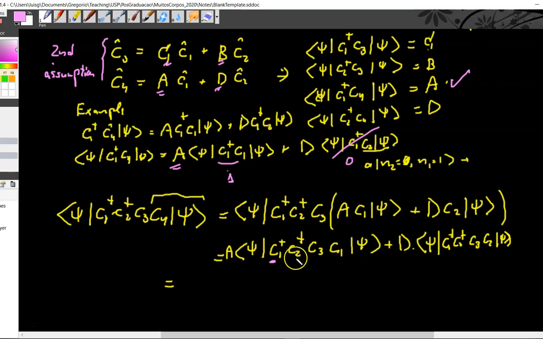So remember, these are bosons or fermions. If I switch two operators, if they're fermions, I get a minus one. If they're bosons, I get a plus one. But if I switch twice, this one with this one, I should get a plus one, even if they're fermions, because notice they're all different, so there's nothing here.